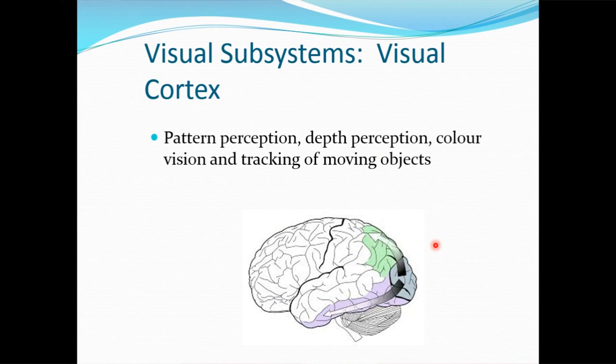Now, that is what most of us already know about vision, but there are subsystems of the visual system that are very important and become very interesting. So we know the back of the brain has to do with pattern perception, depth perception, color vision, and tracking of moving objects. The further you are away from this primary occipital area, the more processed the information becomes. As information goes into the primary occipital cortex, it then gets transferred and processed more, like pattern perception, depth perception, color vision, and tracking of moving objects. These areas that process that information work completely on their own, so you can have damage to one and the others will be intact. Okay.